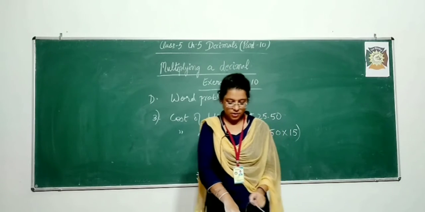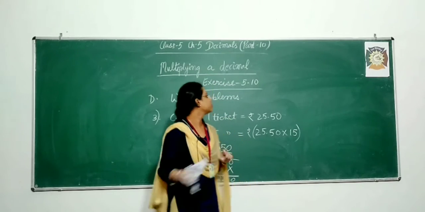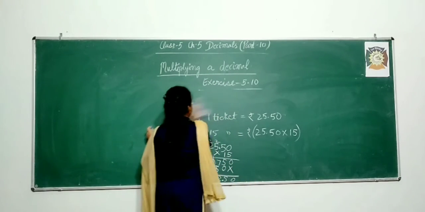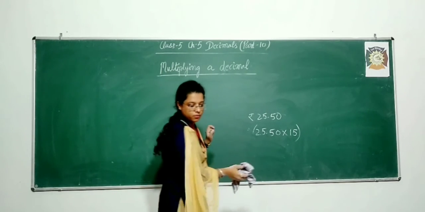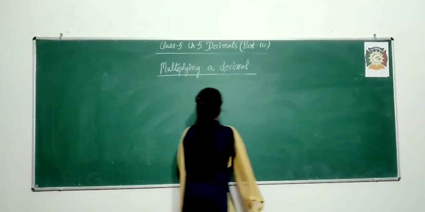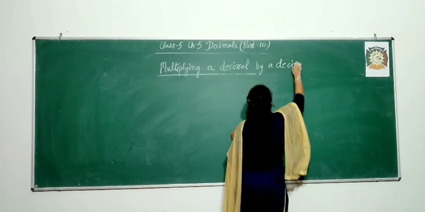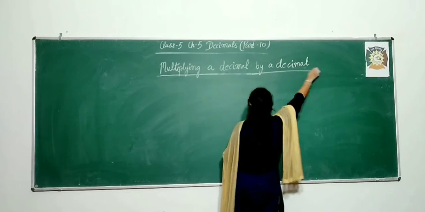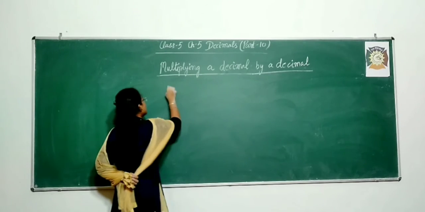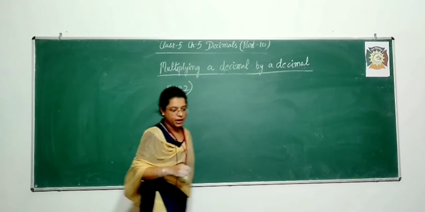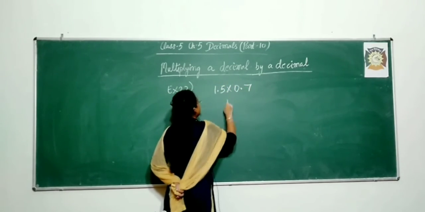So in this way you will solve this. Moving ahead. Now we are going to learn multiplication of a decimal number with a decimal number, in which both the numbers to be multiplied are in decimal form. So example 22 says multiply 1.5 with 0.7. Let's multiply these two.